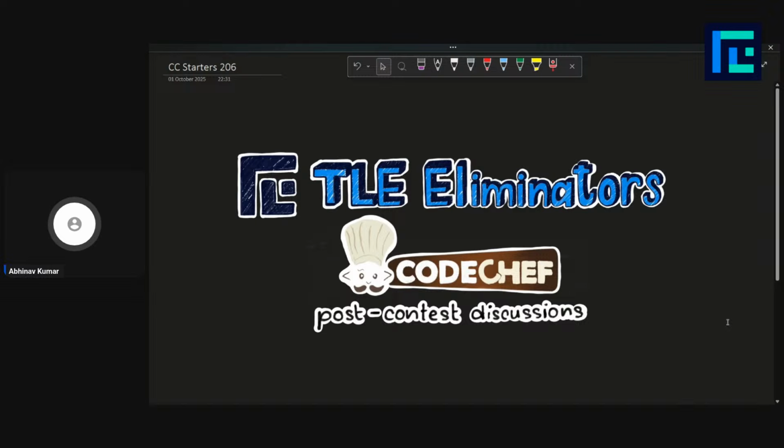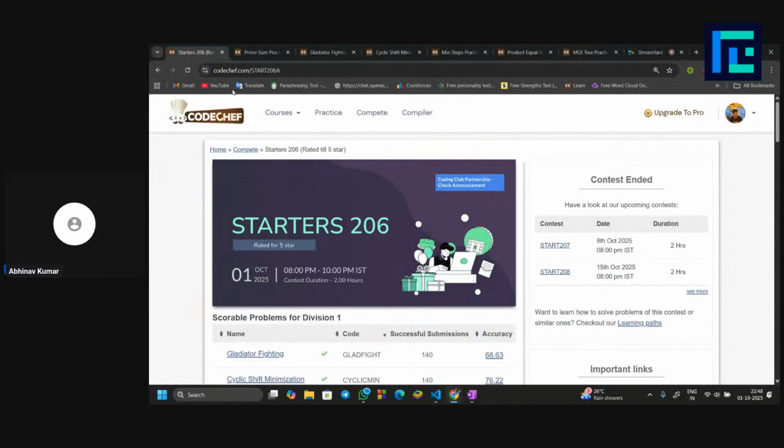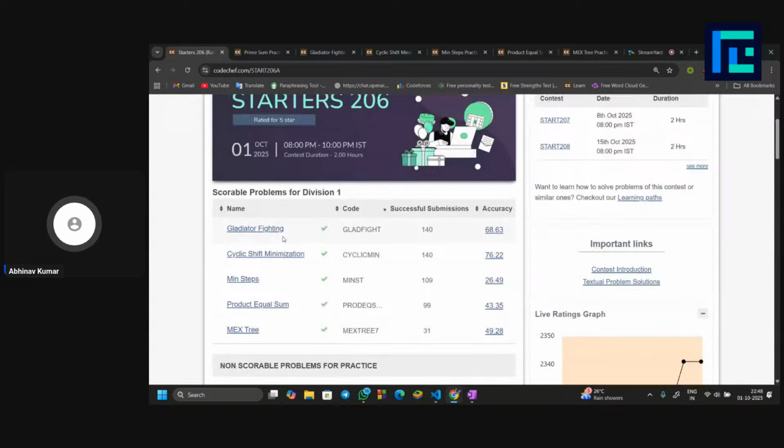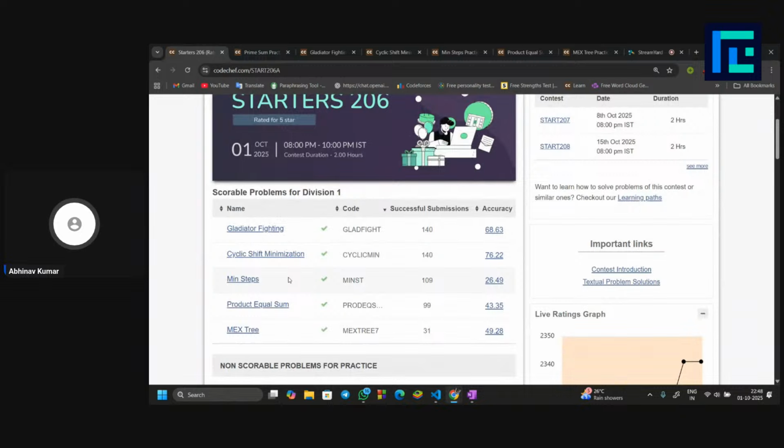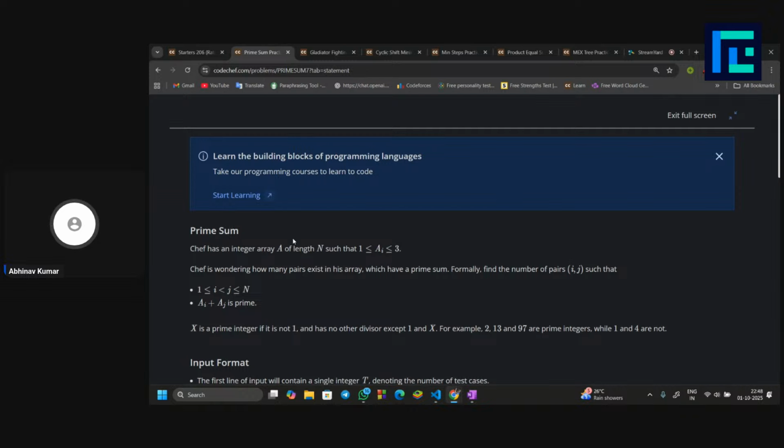So, hi guys, this is Abhinav and welcome to the post-contest discussion of the CodeChef Starters 206. Today we'll discuss all the problems from Div 1 as well as Div 2 of the CodeChef round. So the first problem from Div 2 and all the 5 problems from Div 1. So 6 problems we'll discuss. Okay, so I guess we can start now.